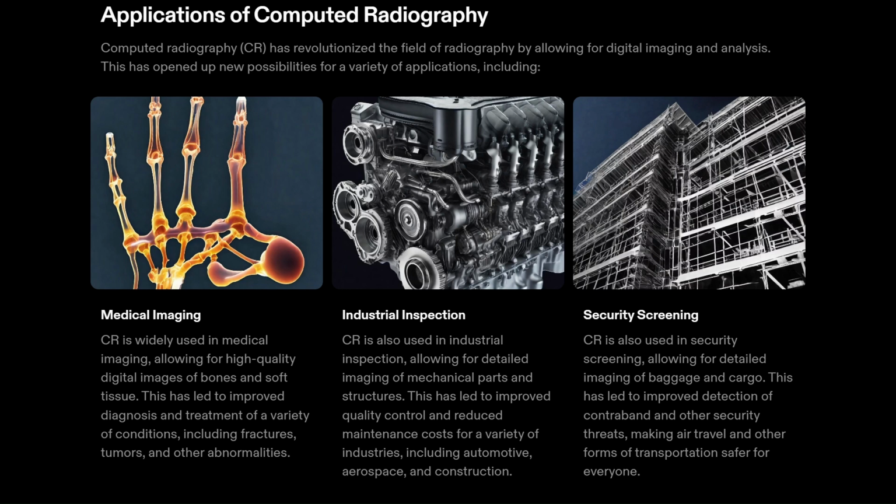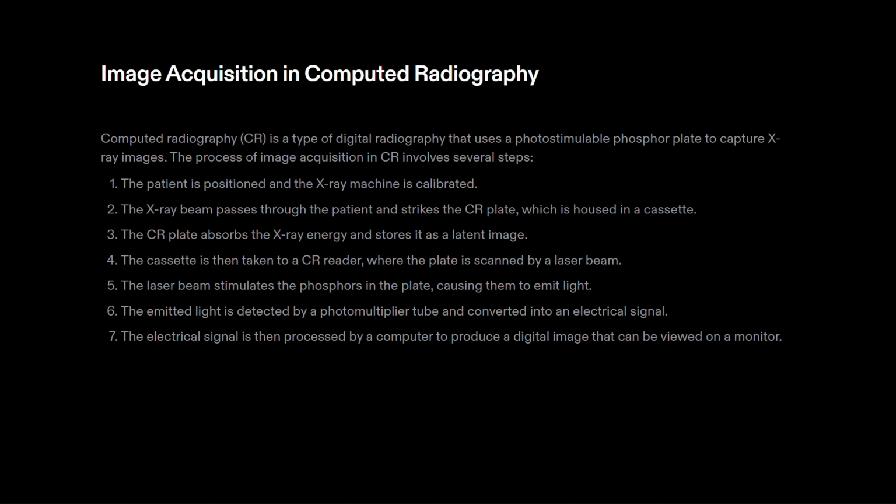safer for everyone. Next, image acquisition in computer radiography. Computer radiography is a type of digital radiography which uses a photostimulable phosphor plate to capture X-ray images. The process of image acquisition involves various steps. The patient is positioned and the X-ray machine is calibrated. The X-ray beam passes through the patient and strikes the computer radiography plate, which is housed in a cassette. This CR plate absorbs the X-ray energy and stores it as a latent image.